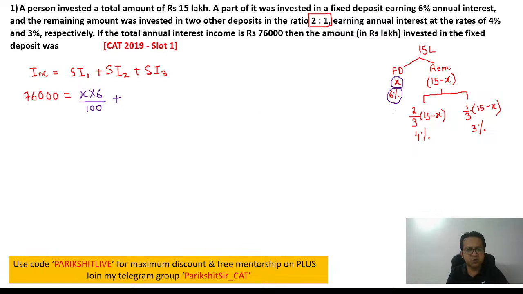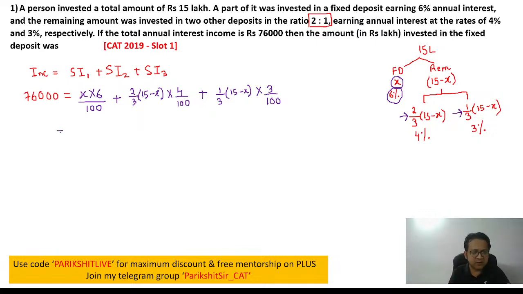Plus simple interest 2. What is the interest from the second part? Again PRT by 100. P is 2/3 of 15 minus X, into R, R is 4 by 100. T is 1. Plus the third part, 1/3. PRT by 100. P is 1/3 of 15 minus X. R is 3 by 100. T is 1. I think you are almost done, right?